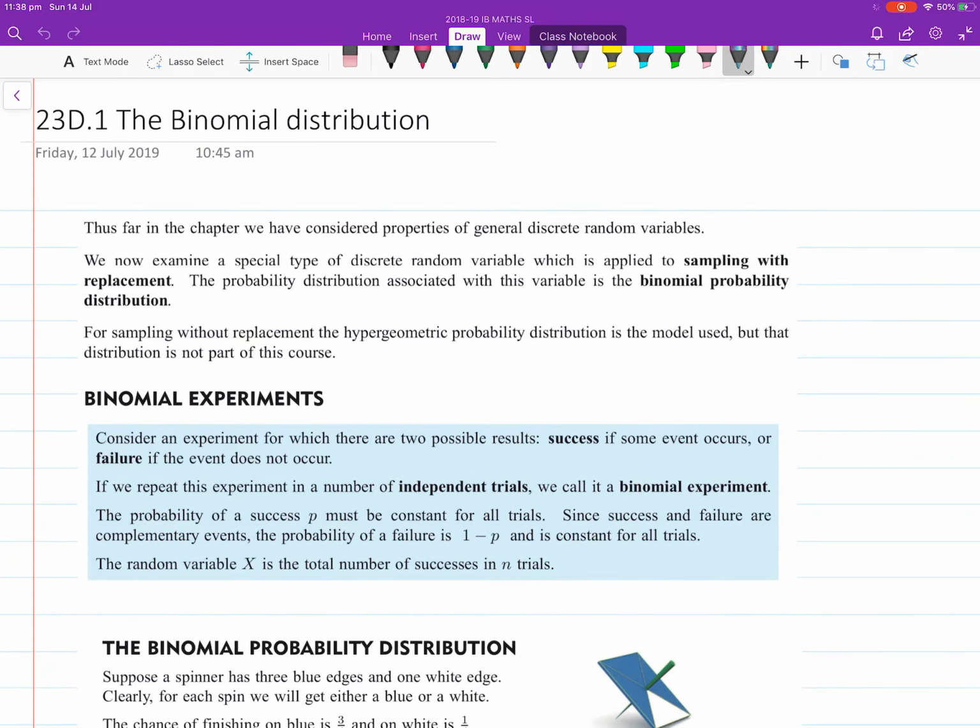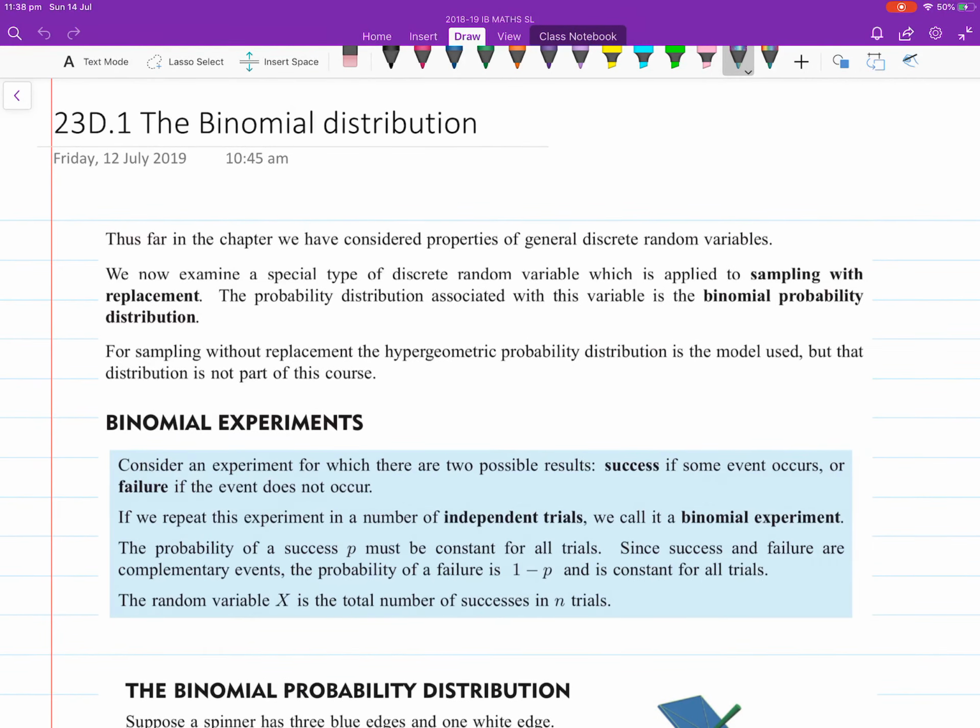Okay, Year 12, this one is for 23D.1, which is part of the beginning of the binomial distribution section. We're going to use our knowledge and understanding of binomial theorem and Pascal's triangle to help us work out the probability in certain experiments. The only difference is this will work only with sampling with replacement.